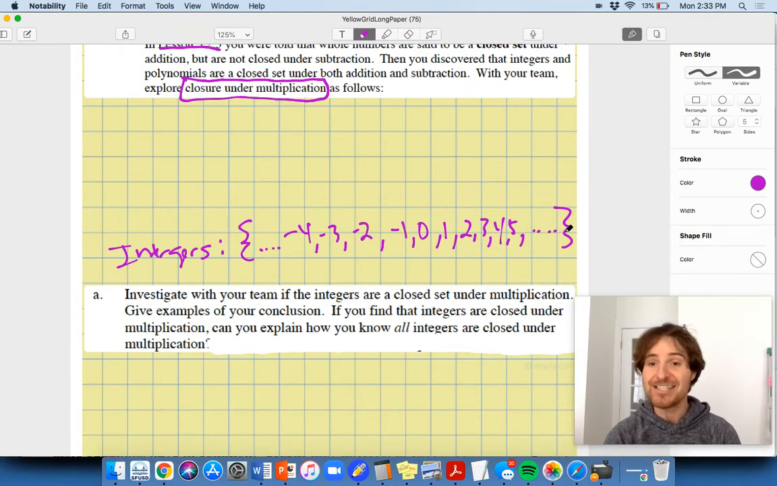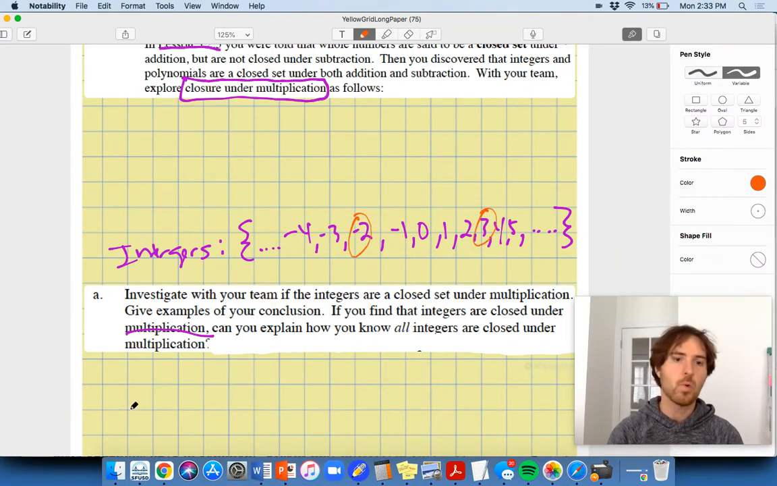So the question is: is the set of integers a closed set under multiplication? Let's test it. You've got to test it to see. I'm going to take any two integers. Let's do it: -2 times +3. Test it under multiplication. What do I get? I get -6.